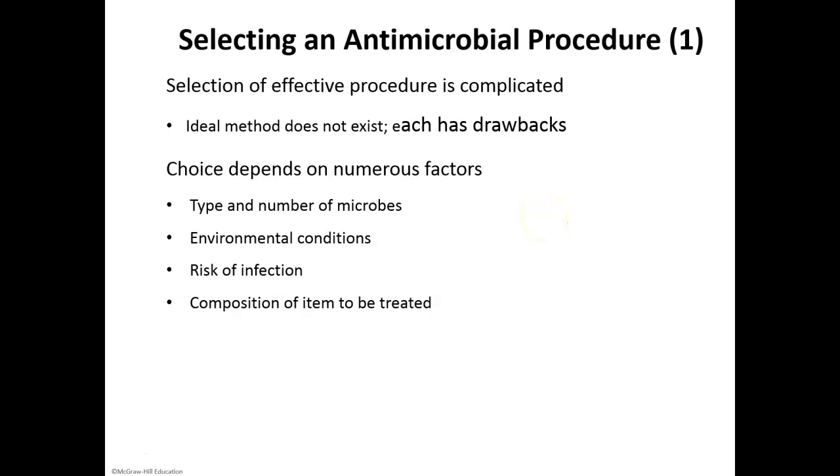Hey everybody, we're going to talk about how we select different antimicrobial procedures and the different factors that influence that choice. So there are four major factors that we're going to look at. The type of microbe that we're going to try and get rid of, the environmental conditions that we are dealing with, the risk of infection to others, and the composition of the item that we're trying to get free of microbes.